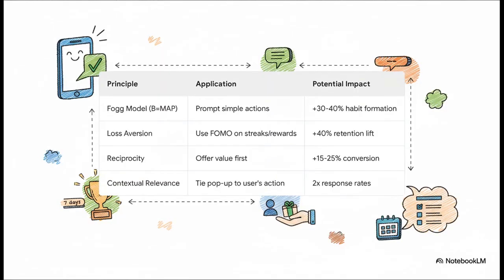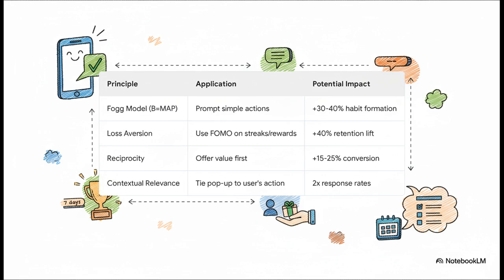It really boils down to a few key ideas. You've got the fog model, which is basically about asking for something simple when someone is already motivated to do it. Then there's loss aversion, good old FOMO, the fear of missing out. Nobody wants to lose their progress. Reciprocity is huge too. It's simple. Give something valuable before you ask for something back.